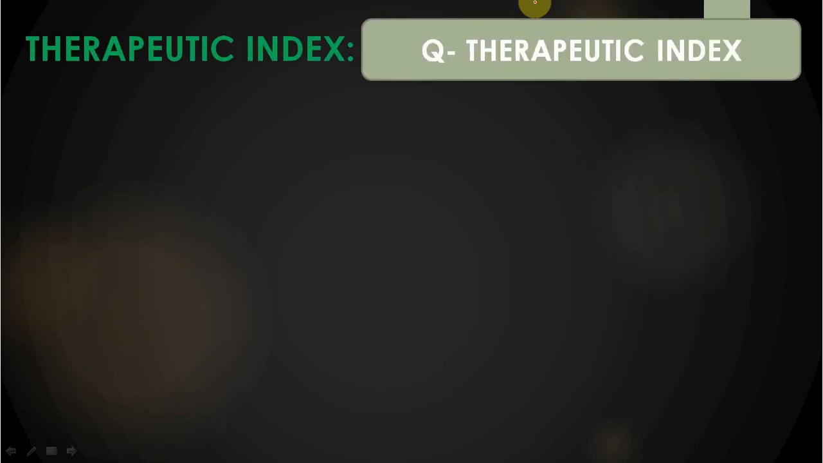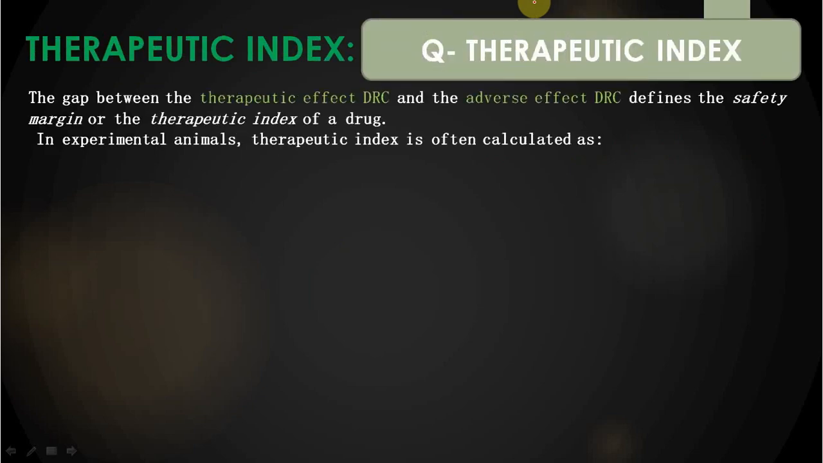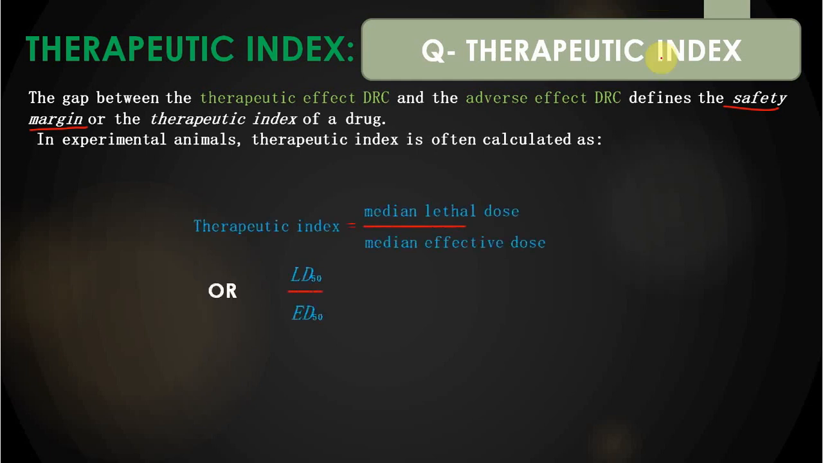Sometimes a question comes on therapeutic index. It is the gap between the therapeutic effect dose response curve and the adverse effect dose response curve. It defines the safety margin of the drug. In experimental animals, it is calculated by dividing the median lethal dose by the median effective dose.